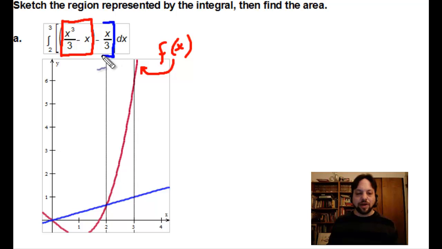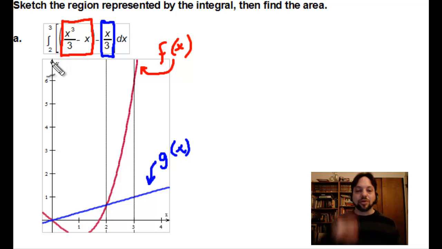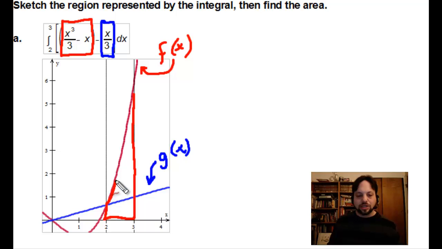And then secondly, I'm going to graph this function, x over 3, which is a linear function, and that is the function graphed in blue. Now, if I'm going to sketch the region represented by this integral, then I'm only looking at the area between these two curves, between the x values of 2 and 3. So I've already drawn vertical lines here. Essentially, we're going to find the area under this red curve all the way down to the x-axis. So our first part of the integral will find this red area.